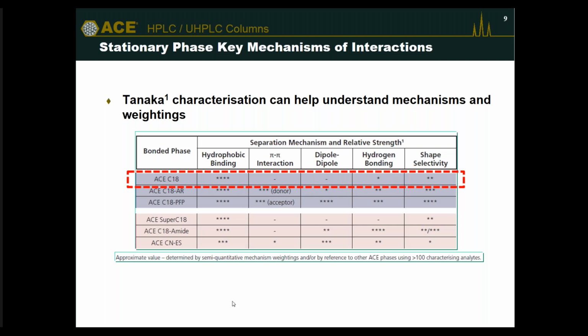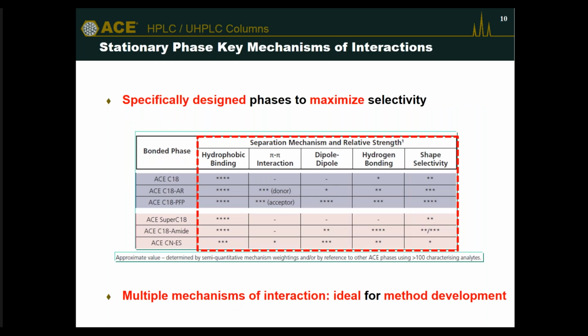So we can see that, as I said, the C18 is the most common column, but of course, if we want to maximize the selectivity for column chemistries, it makes sense to use different types of columns. And you can see that I've got the different types of column chemistries, and more stars underneath a particular mechanism of interaction means that the weighting of that mechanism is higher for that particular column. So if we use a combination of these different columns, it means we're using the chemistry to do the work to help us maximize selectivity. And this is ideal for method development.